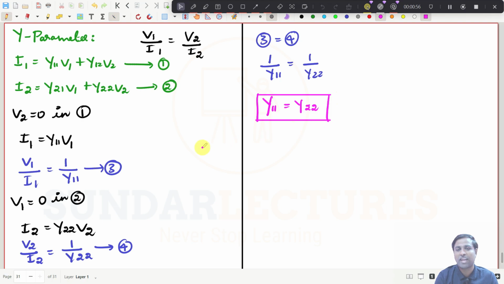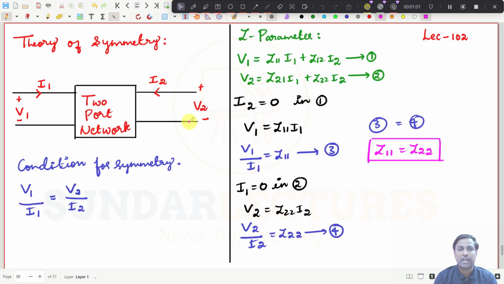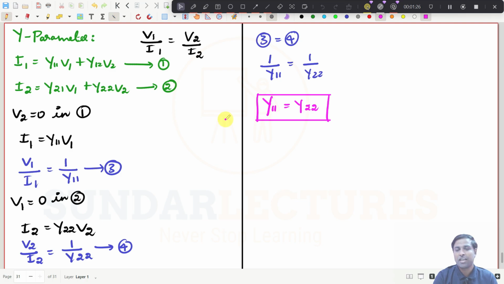Same thing. Whatever we have got in Z parameters, again you find the Y parameters here, and if you do so, you will get Y11, Y12, Y21, Y22. And if you see Y11 and Y22 are same and equal, then you can conclude that the two-port network will be in symmetry condition. That means the port 1 impedance and port 2 impedance are same, self-impedances, right? Or you can say driving point impedances. We have seen those kind of things.